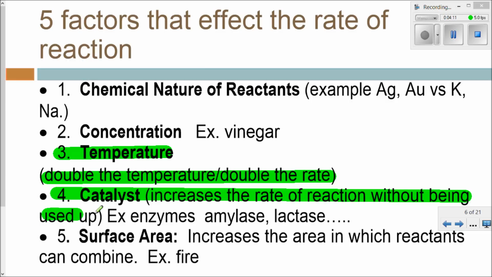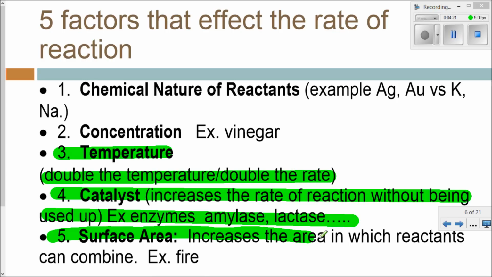So enzymes do this. They're examples of catalysts, like amylase, lactase. They speed up the rates of reactions. And finally, surface area.